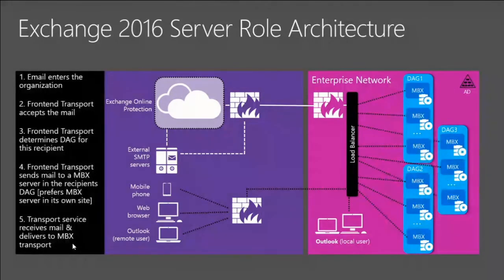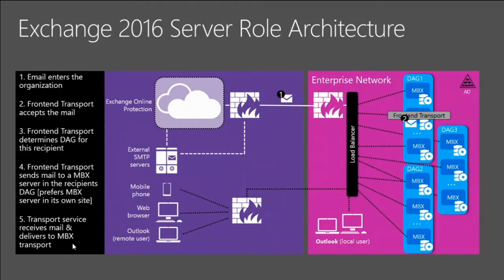So when mail enters the organization, and it enters from the internet, now I have drawn, some people have Exchange Online Protection, or they might have other devices or other services that they use for spam. But the mail comes in, this is coming in from the internet. And in this case, our load balancer has picked the front-end transport service on this one box. Okay, so it has picked one of them. It sends that mail to that front-end transport service.